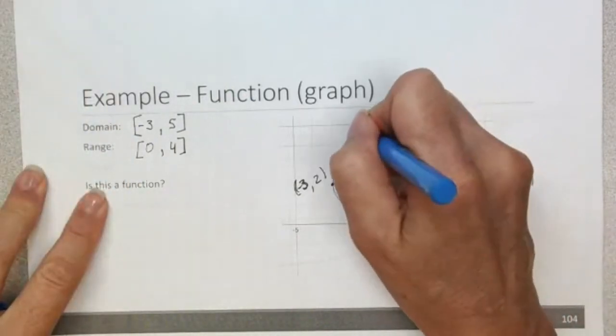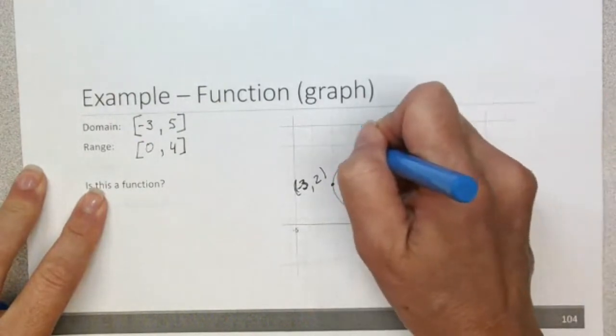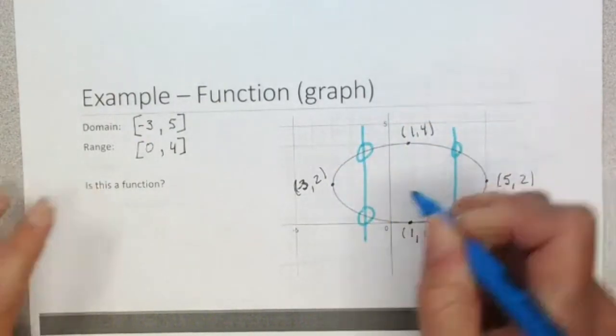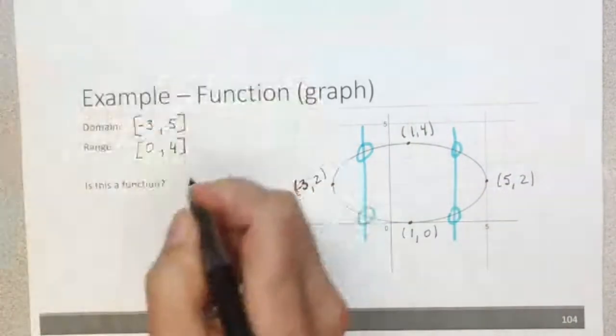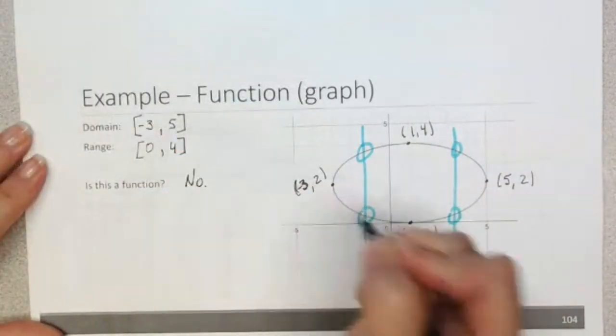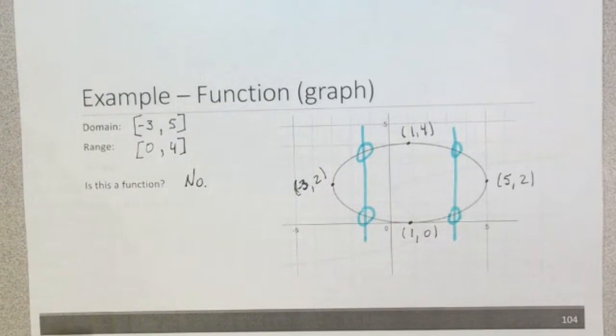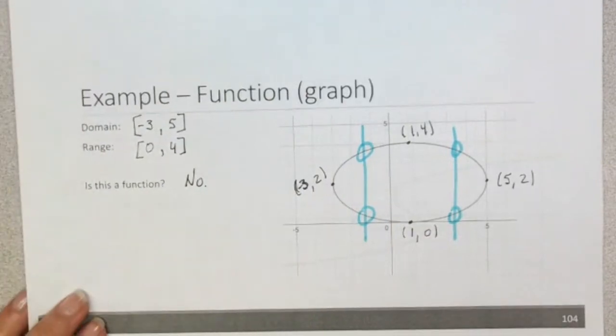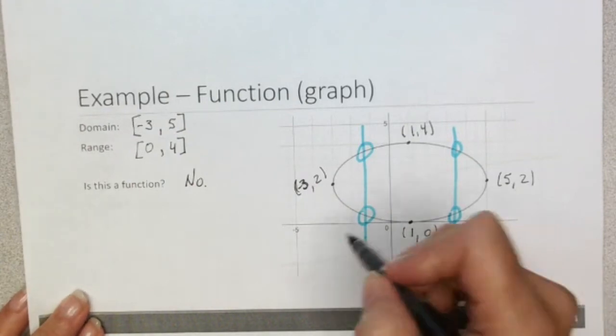No, it's not, right? I can imagine lots of vertical lines that intersect that graph in more than one place. Lots of them. So I'm going to say no. It's a relation, but it's not a function. It does not pass the vertical line test, or each element of the domain does not correspond with only one element in the range.